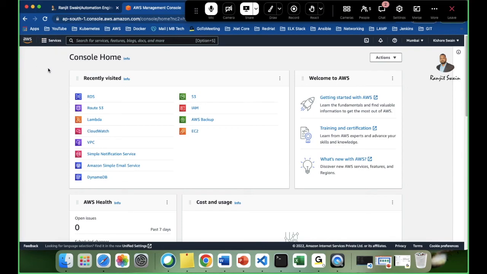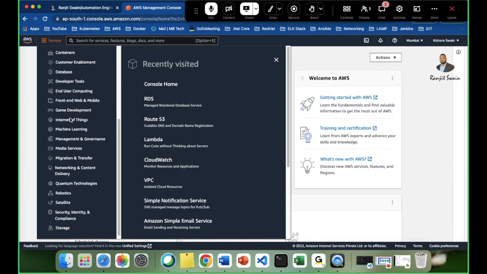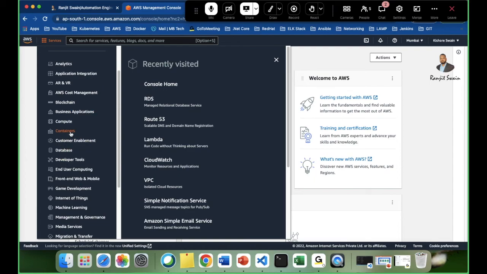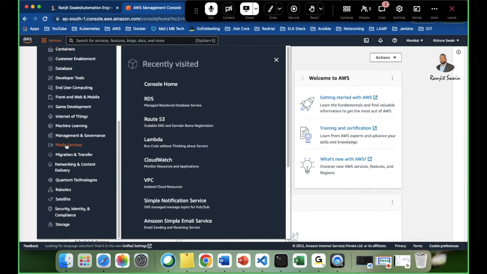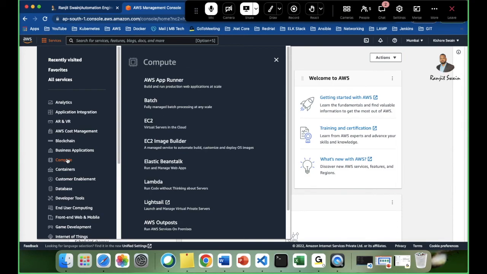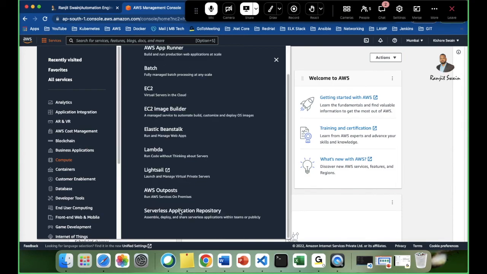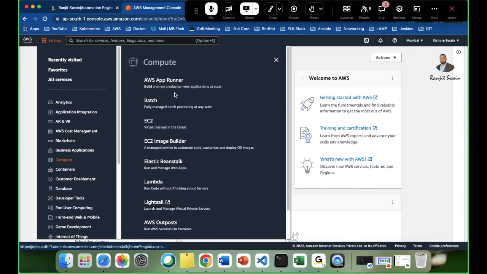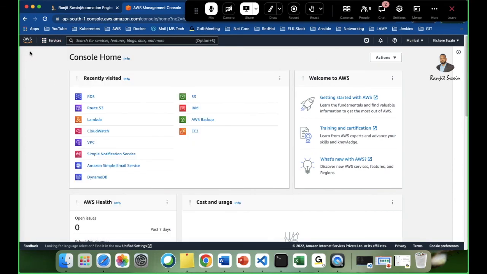Now how will you find them? In the top left-hand side, you'll see Services. If you click that, you'll find a lot of services here: analytics, application integration, database, containers, business applications, media services, satellite, robotics, storage, and all things. Compute will also be there. Let me show you compute. If I click compute, you'll get lots of compute services here. This is the category and these are the services. We'll learn more in upcoming classes, so leave it here. Just know that these are the services.